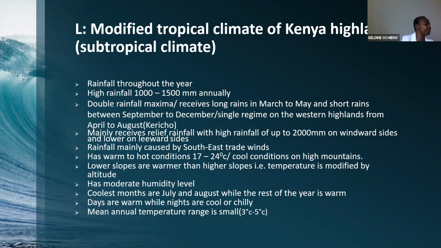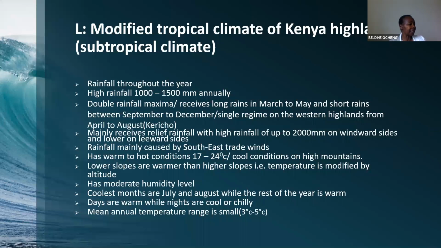Then we talked about mainly receives relief rainfall, high up to 2,000 millimeters on the windward sides, but obviously on the leeward sides of the mountains, it is lower or little or no rainfall. Then rainfall mainly caused by southeast trade winds. Southeast trade winds are moist. We know that. Has warm to hot conditions. We have there 17 to 24 degrees Celsius, cool conditions on high mountains. The relief itself will give us cool conditions.